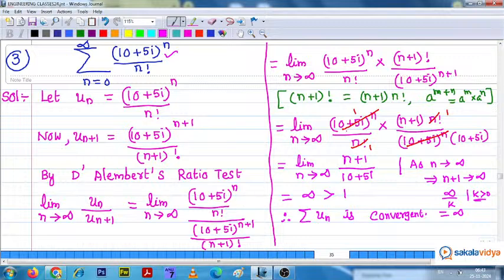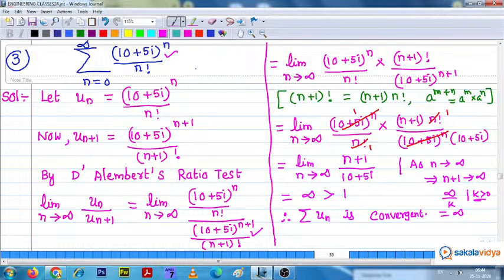Now, this (n plus 1) factorial is n plus 1 into n factorial, whereas we have the formula a to the power of m plus n is equal to a to the power of m into a to the power of n. With the help of these two rules, we can simplify. Limit n tends to infinity (10 plus πi) to the power of n by n factorial into the reciprocal of this one, (n plus 1) factorial by (10 plus πi) to the power of n plus 1. Factorial has the shifting nature.